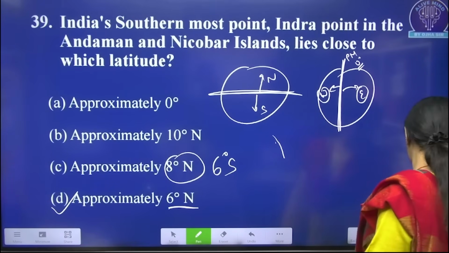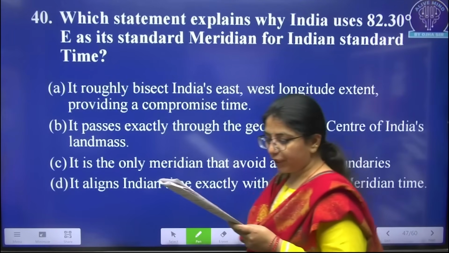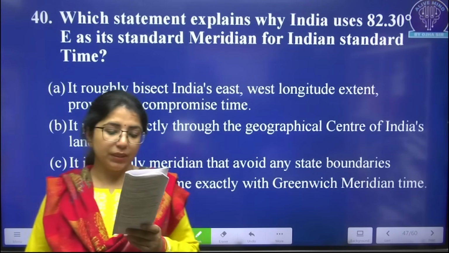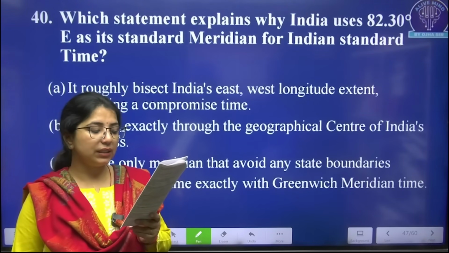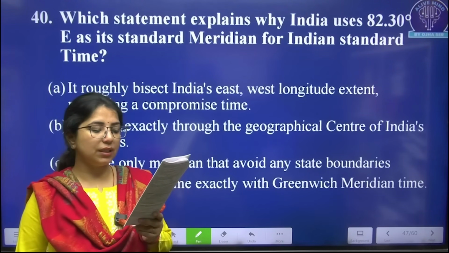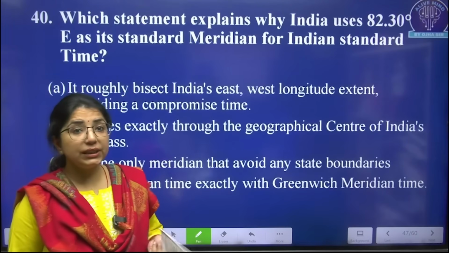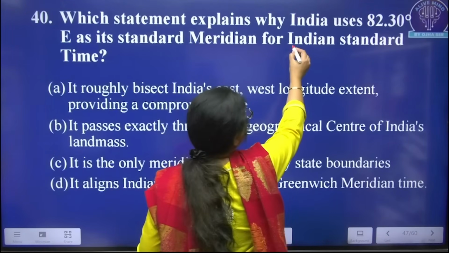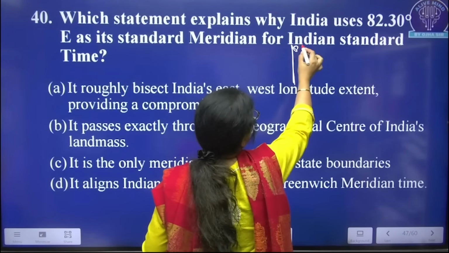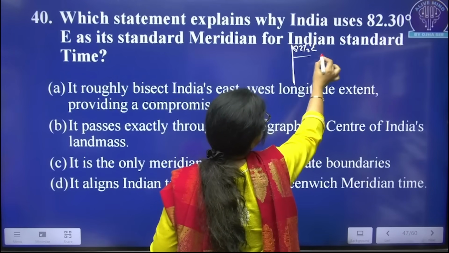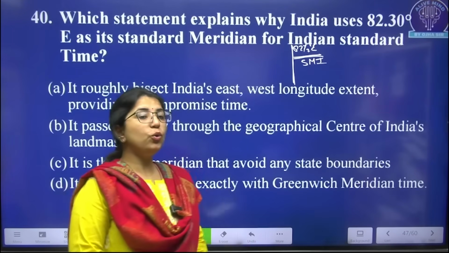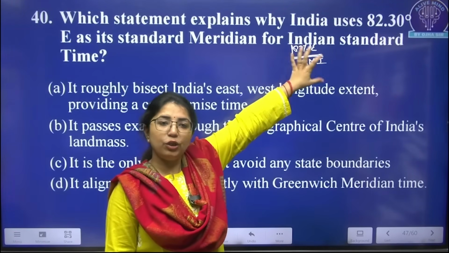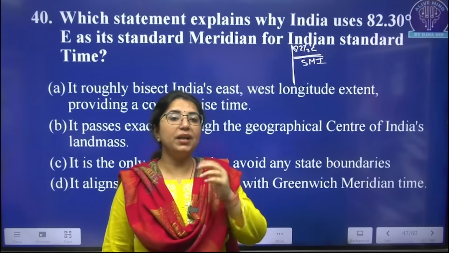Right? Then is question number 40. Which statement explains why India uses 82.5 degree east as its standard meridian for Indian Standard Time? What is the reason behind using this 82.5 degree east longitude as the standard meridian of India? You know the fact that this is the standard meridian of India, but what is the reason behind using it?